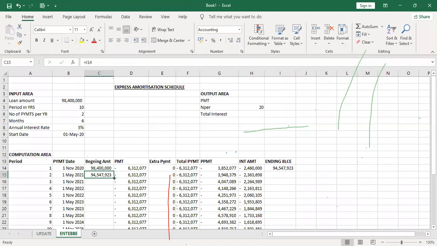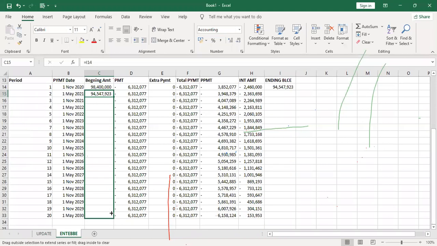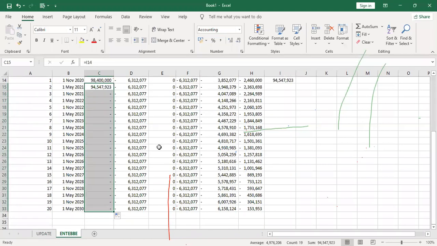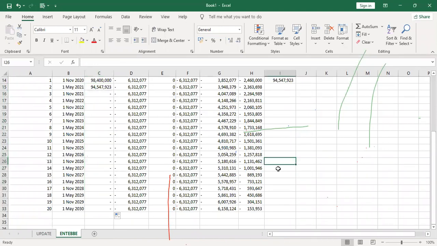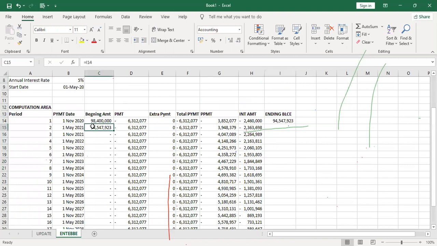Press the cursor on the fill icon. Click on the beginning amount in period two. Now press the cursor on the autofill icon and then you drag up to period 20. No problem. Don't worry about the dashes. I've said beginning amount in period two equals ending balance in period one. Enter. Then click on the beginning amount in period two. Don't highlight, just click on it. Press the cursor on the autofill icon and then you drag.